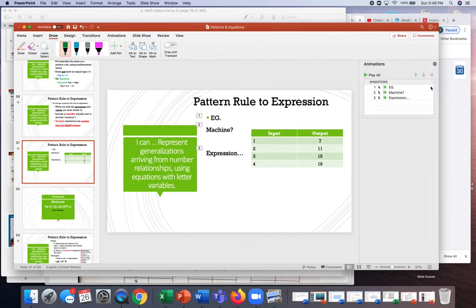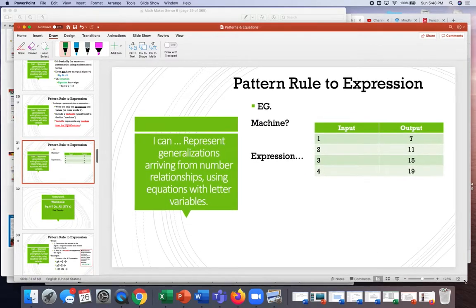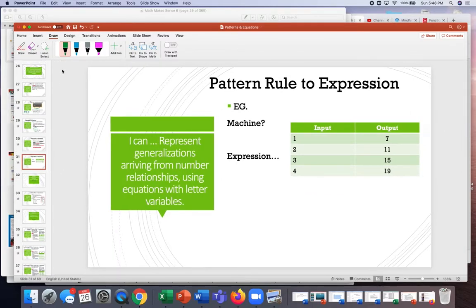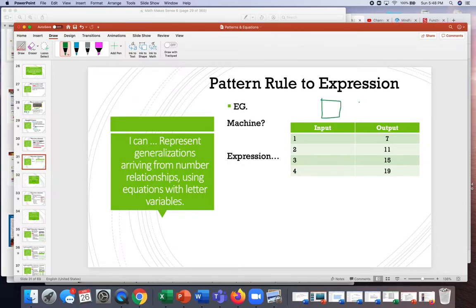I'm making my screen nice and big here. First of all, what is in the machine? That's our first step. This is all the way back to last week. How do we get from here to here? Well, let's see if we can find our sneaky pattern. We know this is going up by 4. So I think that 4 is going to be one of my values, going up by 4 each time.